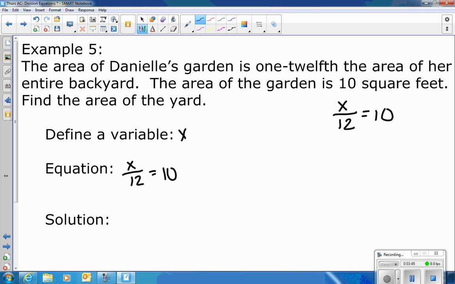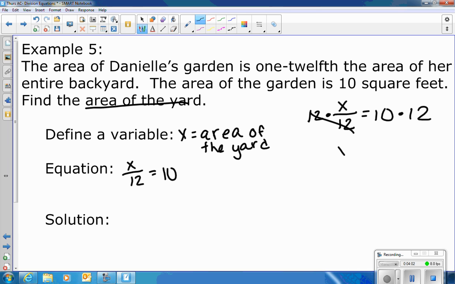which means my variable is the area of the yard. So I solve this by multiplying both sides by 12, which gives me x equals 120. So it's 120 square feet. Please remember it's square feet because it is area.